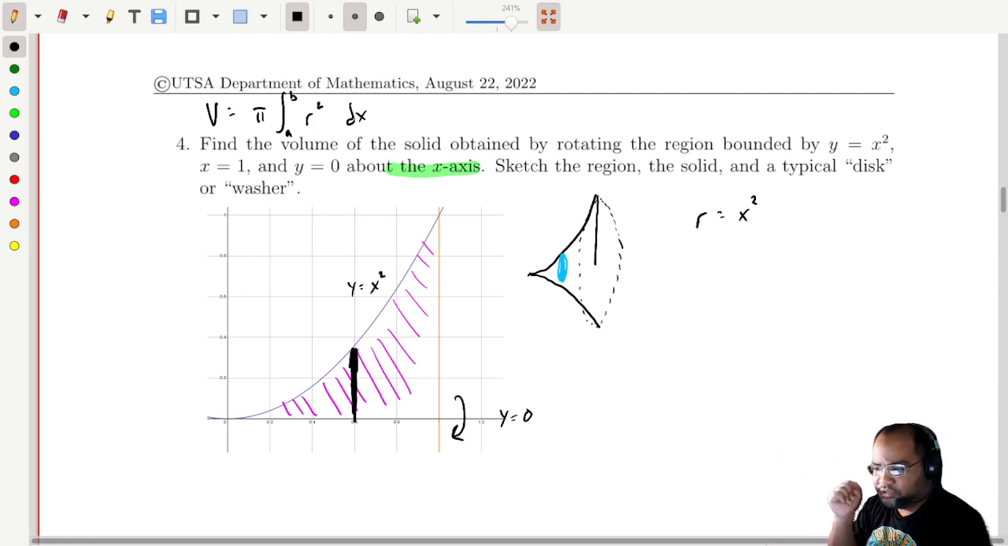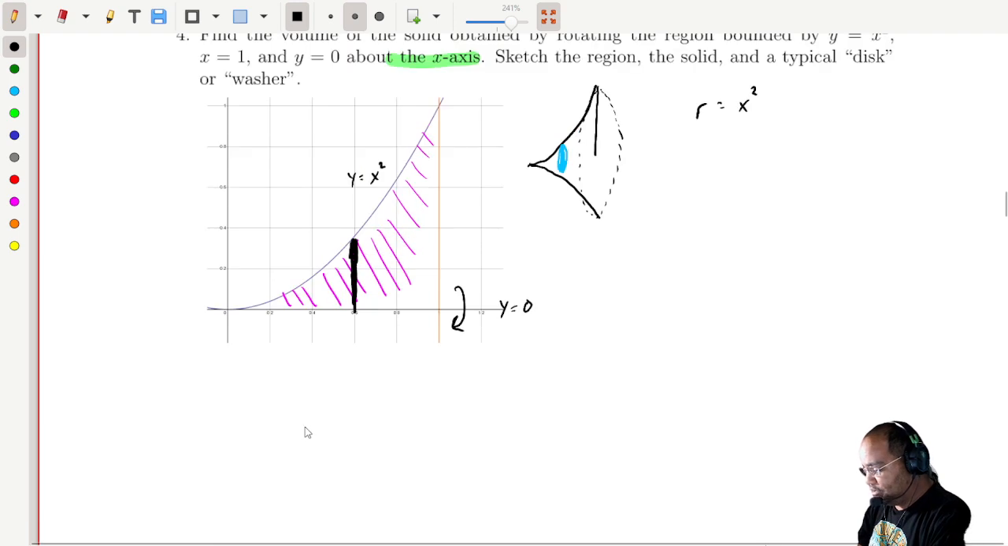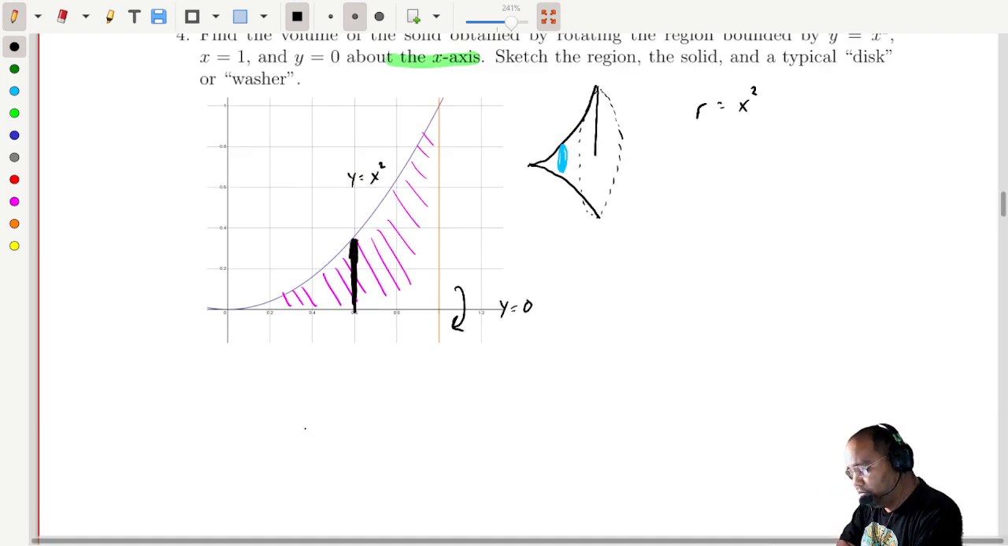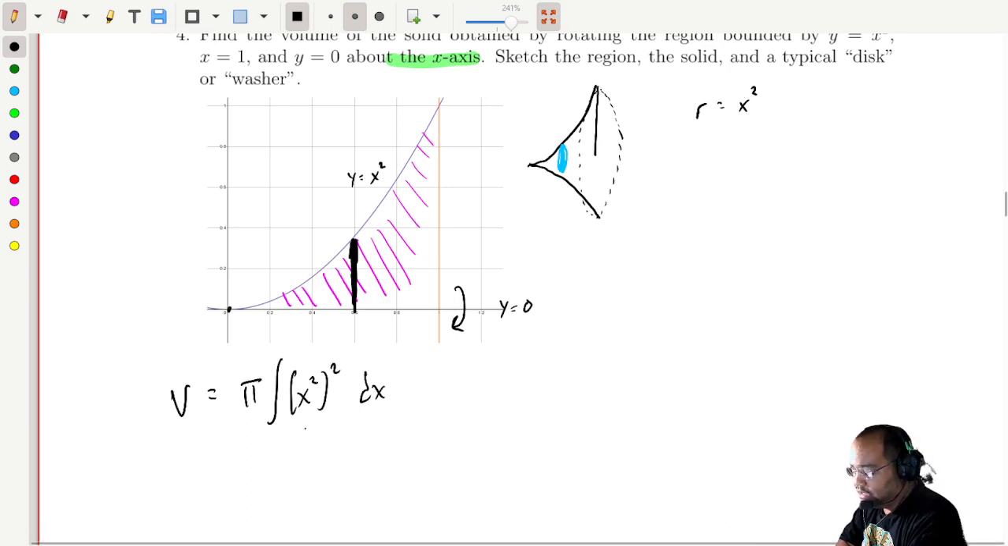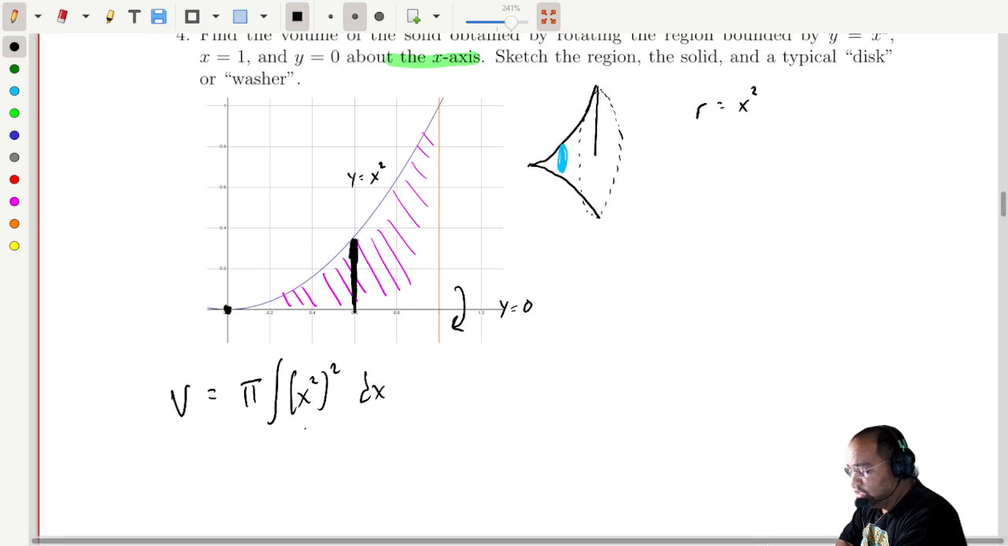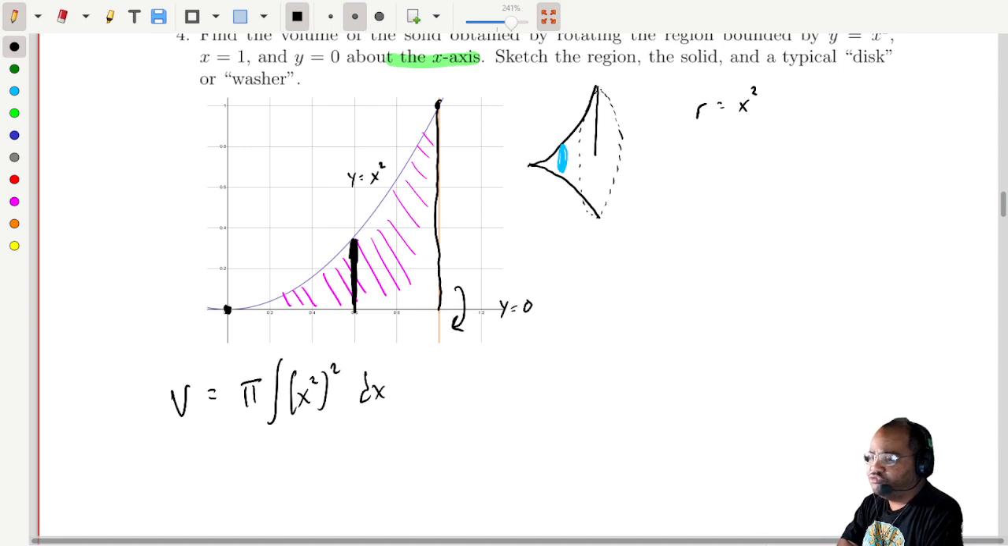Now it's straightforward to find the volume. To find the volume, it's pi times an integral of the radius squared. But what are we integrating over? We're going from x equals 0, this intersection point here, to x equals 1, the vertical line in our boundary. We're integrating from 0 to 1.